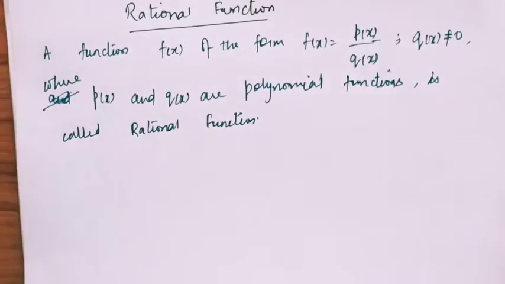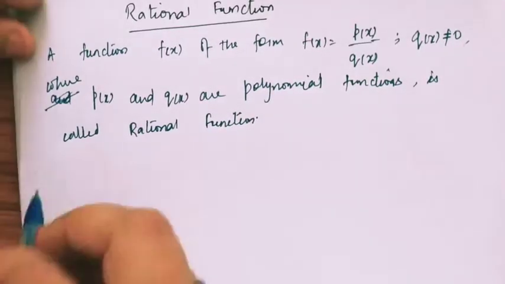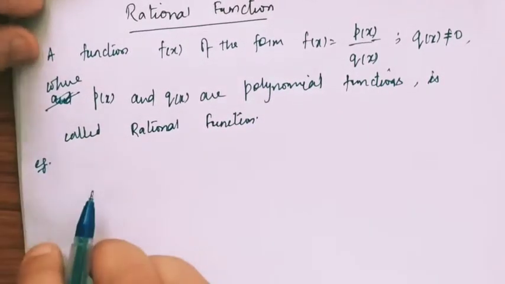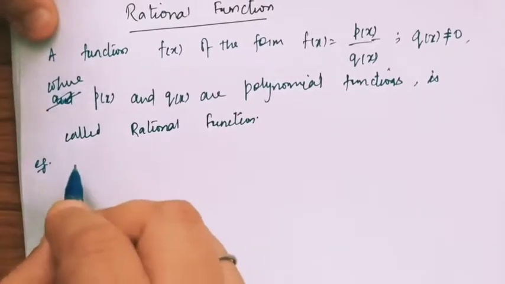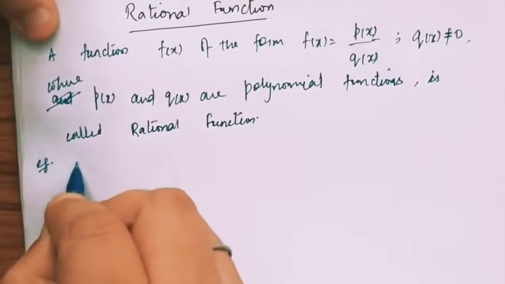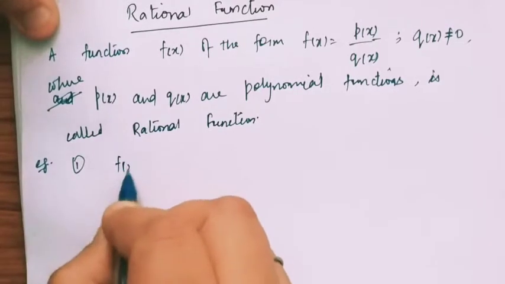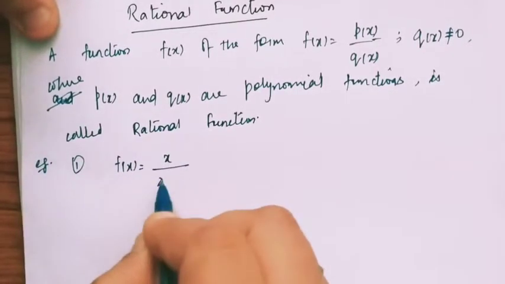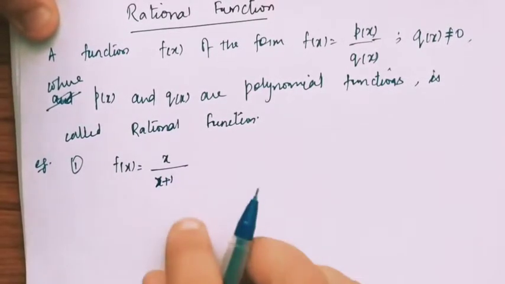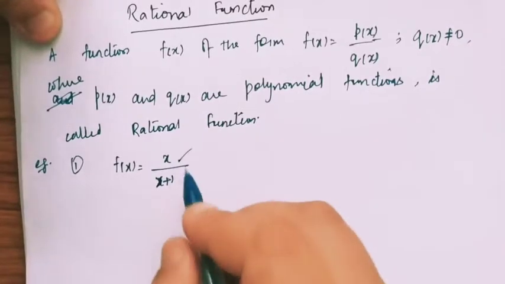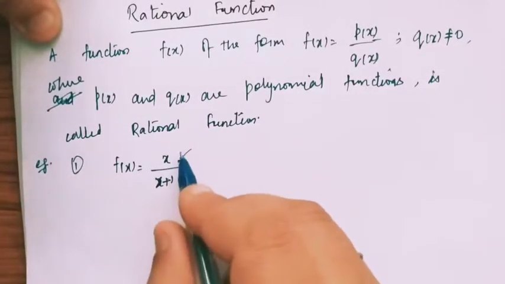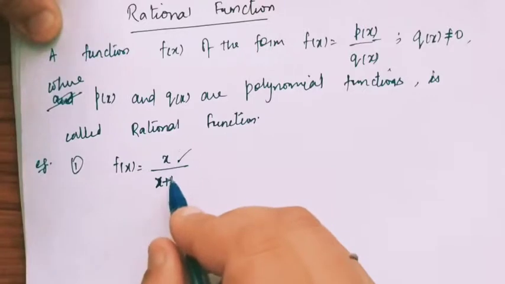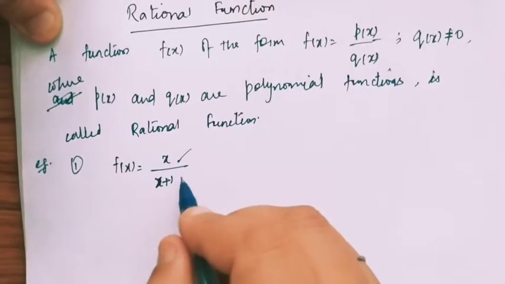The domain we will look at further, but first we will look at examples of the rational function. The first example is f(x) equal to x upon x plus 1. Here x is a polynomial of degree 1, and x plus 1 is also of degree 1.